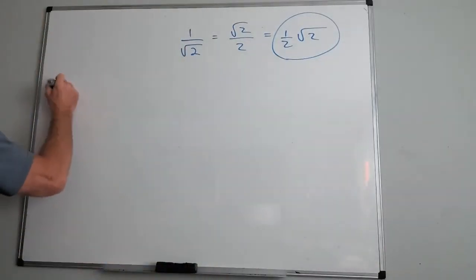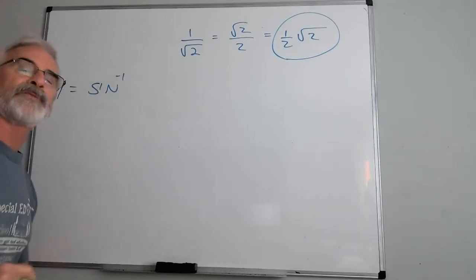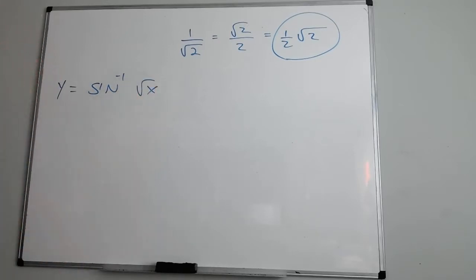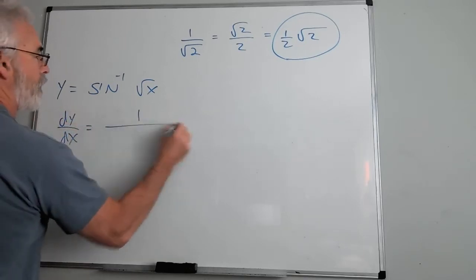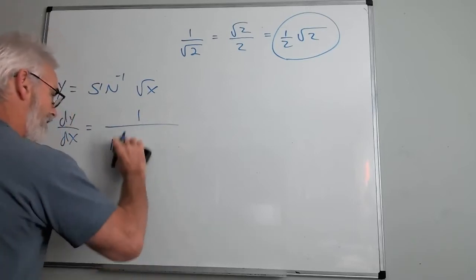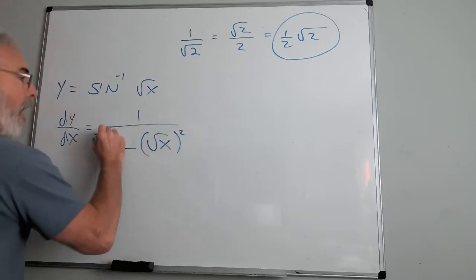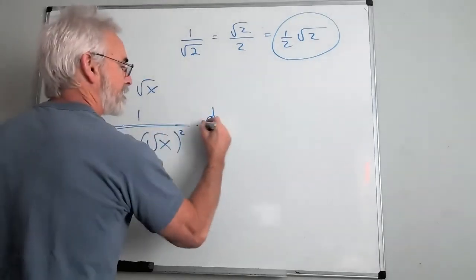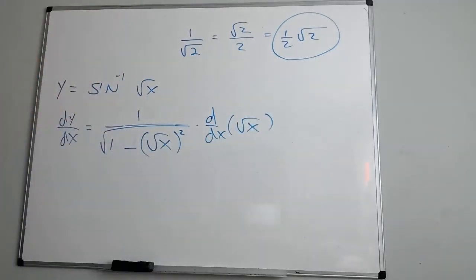So let's do an example. Inverse sine of, how about, let's do something evil and cruel. How about the inverse sine of the square root of x? All right, so what is dy dx? It is 1 over, sorry, not 1 plus, 1 minus the square root of x squared, all under the square root. Okay, that's my u, times the derivative of the square root of x. Whatever I get will be my final answer. Now, I don't know what my answer is, but that's how I'm going to get it.